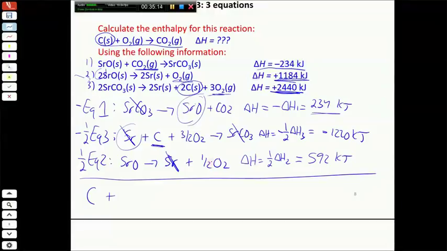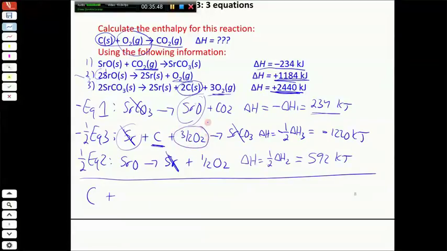Did I leave something out? I think I'm missing an O2 somewhere, am I? Yeah. There it is. 1/2. And yeah, so that should be 1. Gosh, spaced out today.